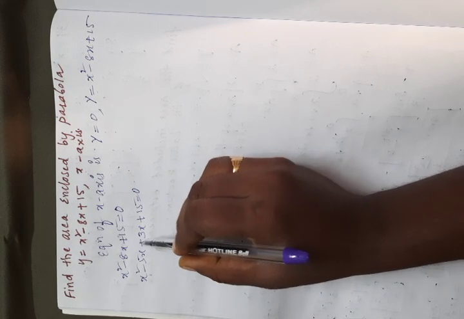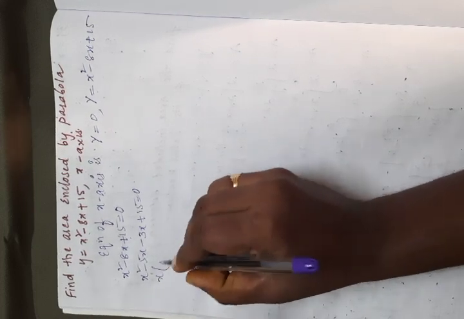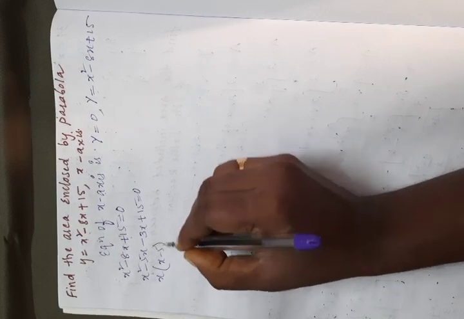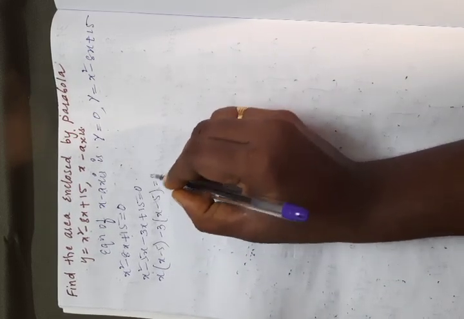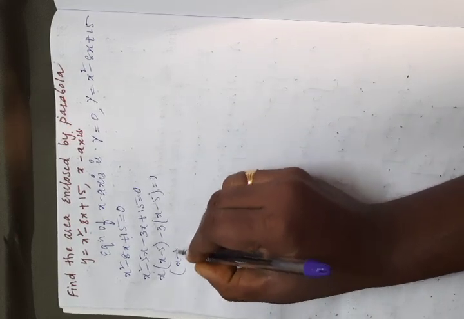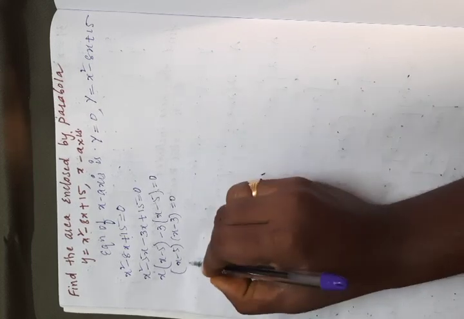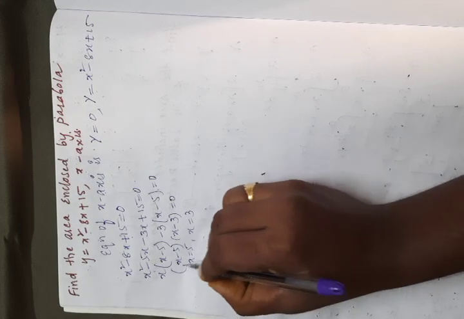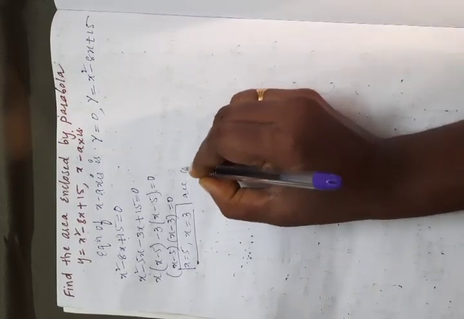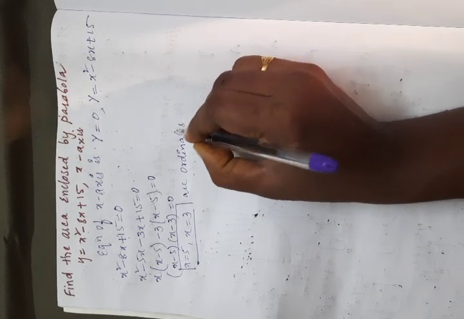Minus into minus is plus, 5 3s are 15. Therefore x కామన్ తీస్తే you'll get x minus 5. minus 3 కామన్ తీస్తే x minus 5 again. x minus 5 కామన్ తీయండి, you'll get x minus 3 equal to 0. Therefore x equal to 5 and x equal to 3 are ordinates. సో మనకి క్వశ్చన్లో ఆర్డినేట్స్ ఇవ్వకపోయినా మనం ఆర్డినేట్స్ని కనుక్కోవచ్చు.